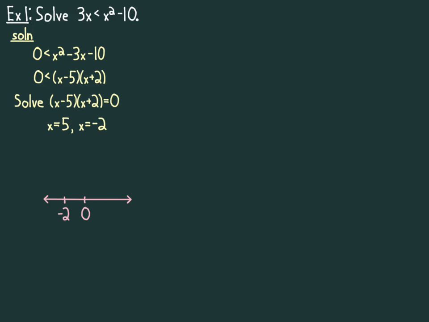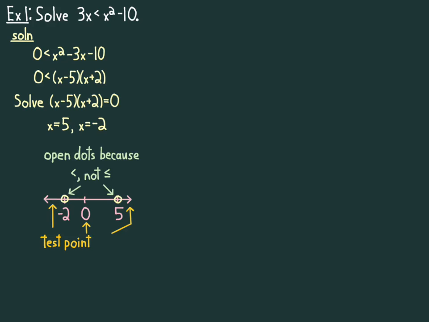Then draw a number line. Actually draw a number line. Don't be lazy about it. Put open dots at negative 2 and 5. Why are they open? Because it's less than, not less than or equal to. So negative 2 and 5 are not solutions to the inequality. And then we try test points, one in each of the three regions determined by the 2 points.